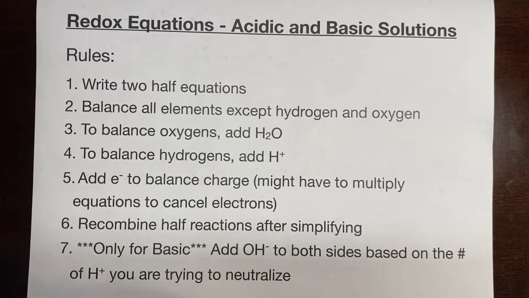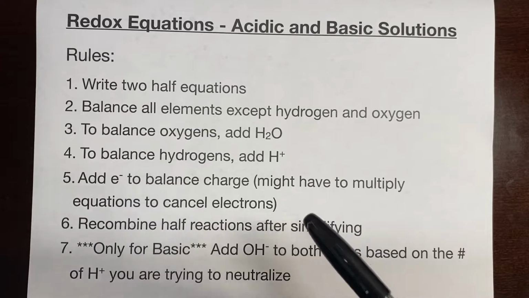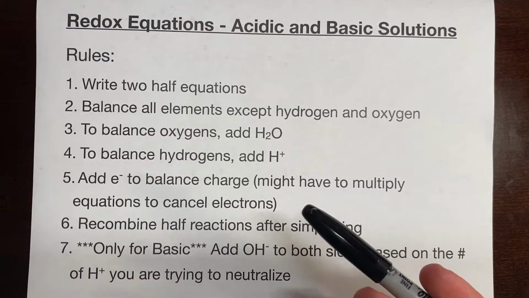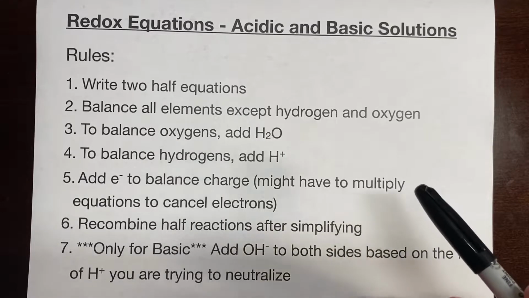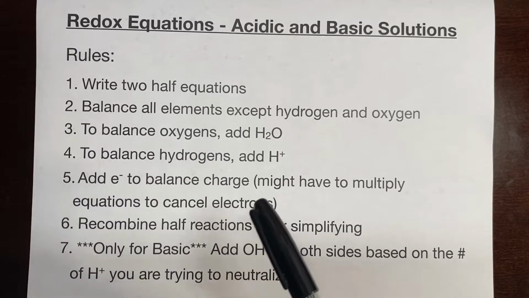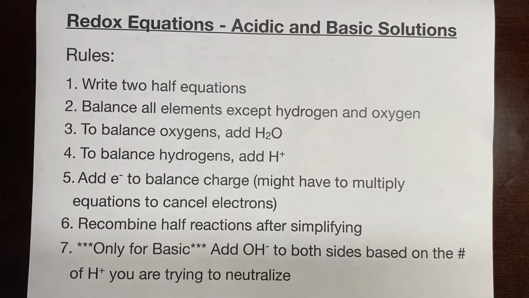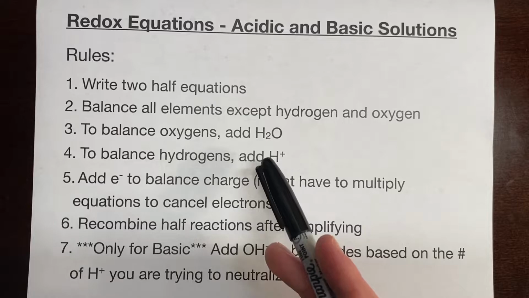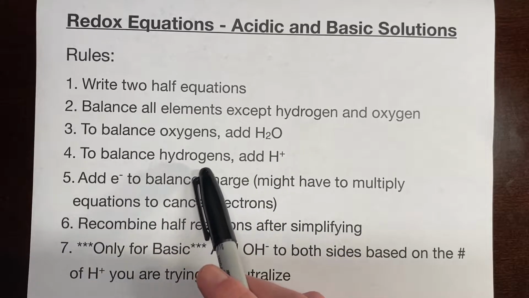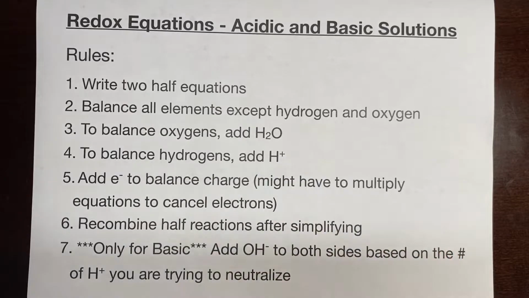And so after you balance all the elements except the hydrogen and oxygen, you're going to balance the oxygens. And to do this, you're going to add water. Since water already has an oxygen in it, it will not only add an oxygen that will help you balance on one side, but also it will add hydrogens. And so to counter these hydrogens that you just added, you're going to balance the hydrogens on the other side by just adding the hydrogen ion, the H+.